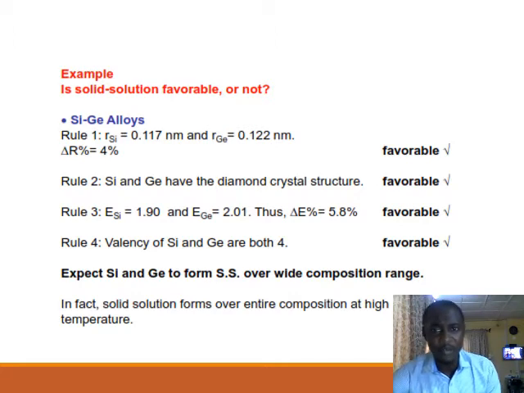You see that both of them have a diamond structure, so that's also favorable. Their electronegativities are 1.90 and 2.01, which is also favorable.